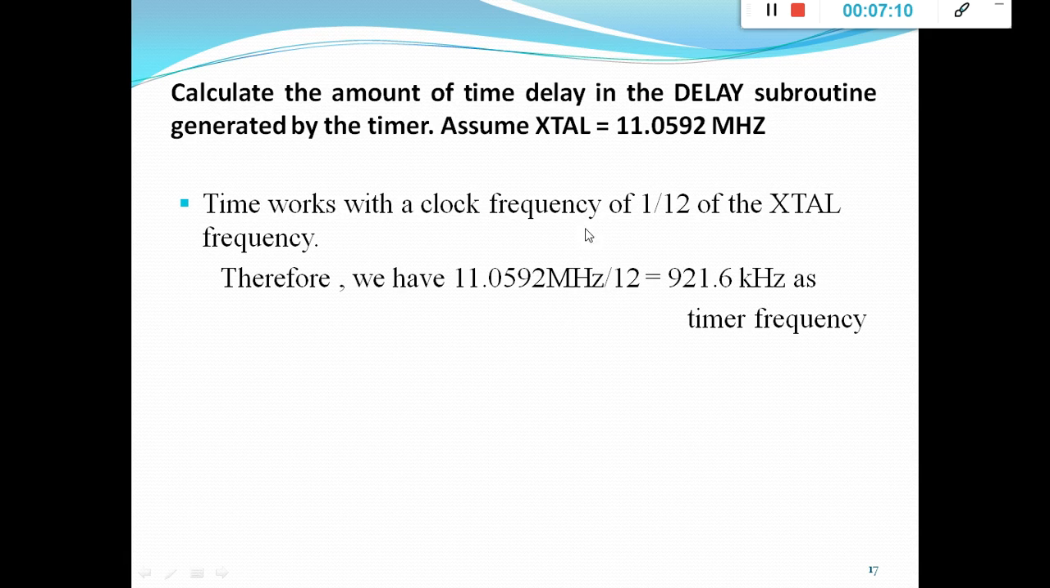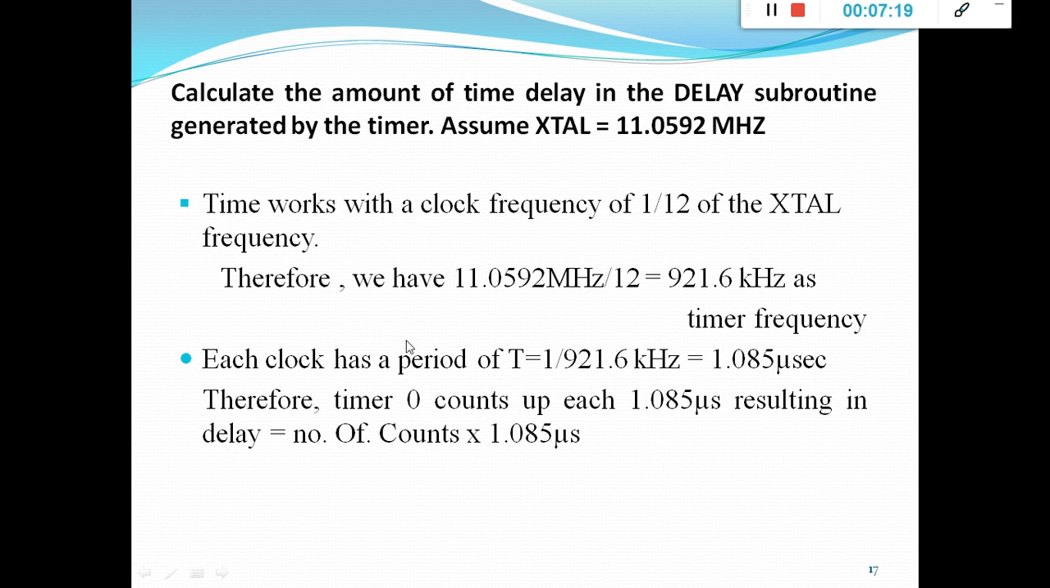So for 11.0592 megahertz divided by 12, the timer frequency is 921.6 kilohertz. Next, how to calculate the period. Each clock has a period T equal to 1 by the timer frequency. So 1 divided by 921.6 kilohertz is equal to 1.085 microseconds. This is a fixed period when the crystal frequency is 11.0592 megahertz. If you change the crystal frequency, say to 22 megahertz, the period is going to change. Therefore, timer 0 counts in steps of 1.085 microseconds, resulting in the delay.